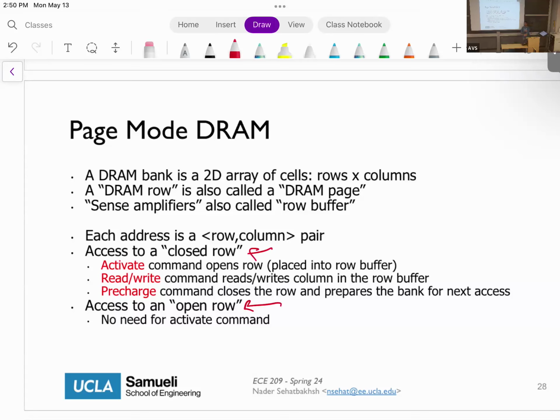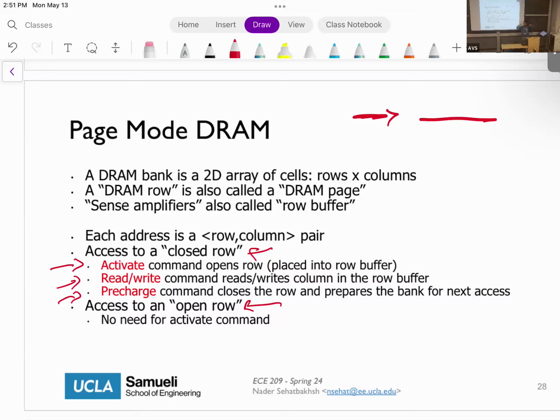So what is a closed row? The closed row requires three main activities, okay? When an address comes to a bank, we first need to select the row. So we need to bring the entire 2 kilobytes of data into the row buffer. This is what we usually call activate, so we activate that row. Then we read that value to the row buffer, and then we transfer that data back to the CPU. And then we just pre-charge the row for the next access, okay? This is what we call a closed row.